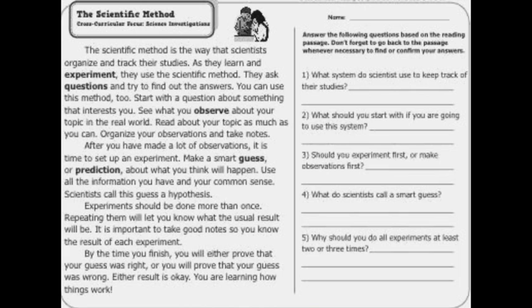But this one is nice because after we read the passage, I would read it individually by myself to the students as they followed along. Then we would probably read it together or in small groups. And then it has 5 questions about the passage.